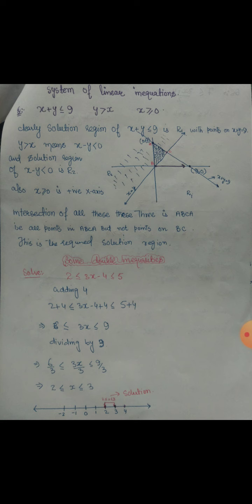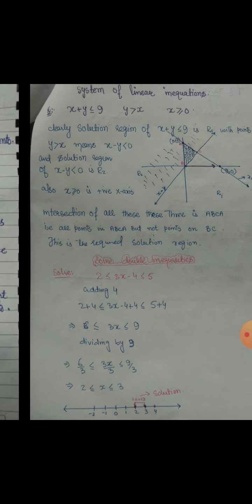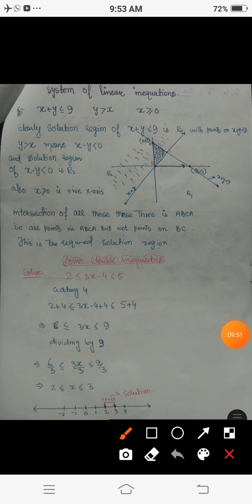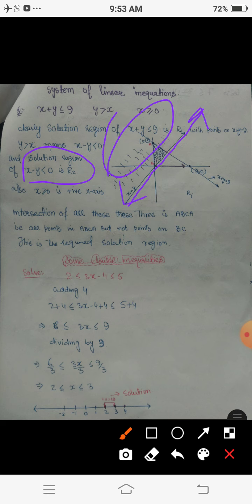Y greater than x means x minus y less than 0, because this is a linear inequality. In order to solve y greater than x, we should solve x minus y less than 0, and x minus y equals 0 is this line. Now x minus y less than 0 means this portion, which is the solution region for x minus y less than 0.